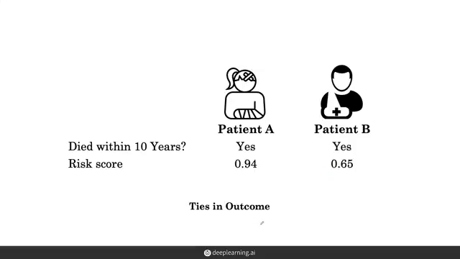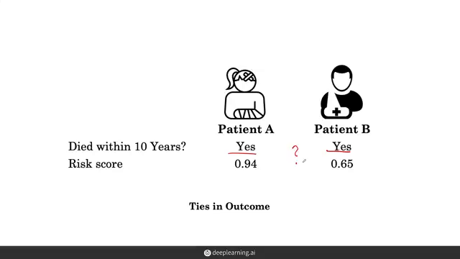Note that we haven't considered ties in the outcome. What if both patients die in 10 years, or both patients don't die in 10 years? Turns out we cannot use these pairs to determine who should have a higher risk score.